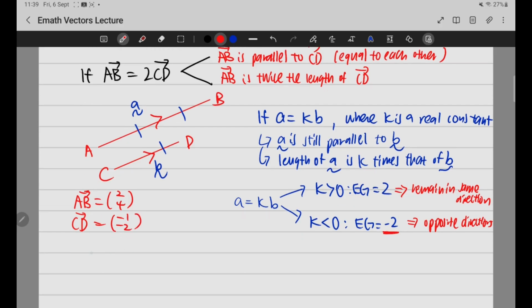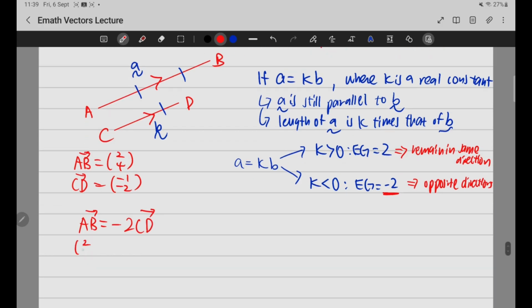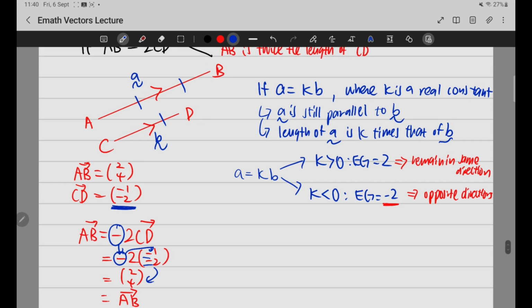So how do I link these two together? Let's say AB equals negative 2 CD. So that equals negative 2 times (-1, -2), which gives us (2, 4), which is therefore AB. So if you have a negative sign over here, you will multiply inside your vector, and this will flip the direction of the vector. So instead of it being negative 1, negative 2, it becomes positive, and the whole direction of the vector will flip and change by 180 degrees. So that is the idea of scalar multiples.